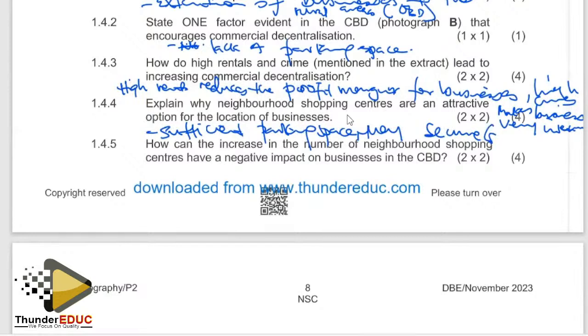Secure. In other words, it is safe for business people to have their companies run, for companies to run in the businesses outside. Okay, we go to the next question.